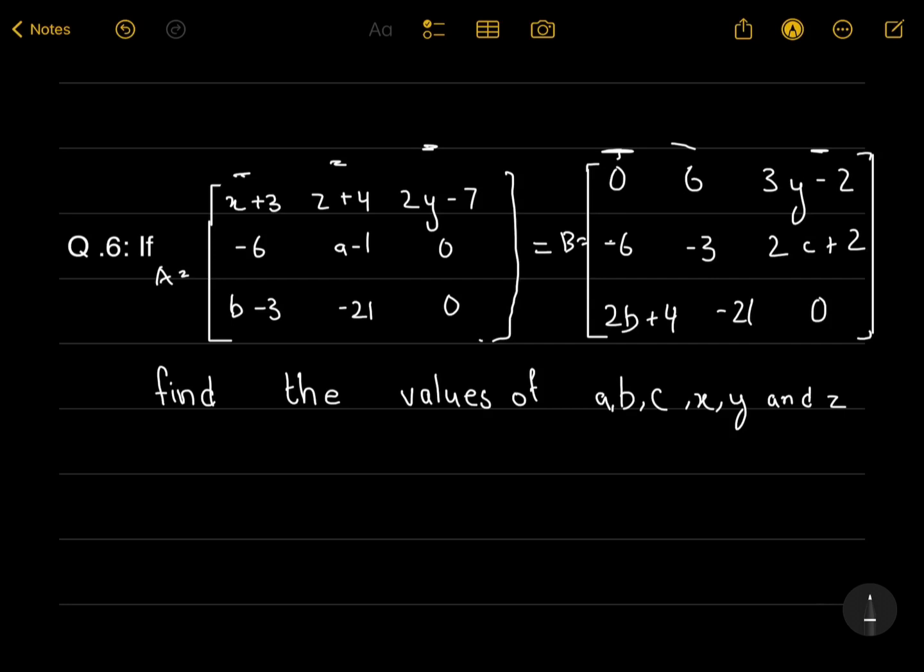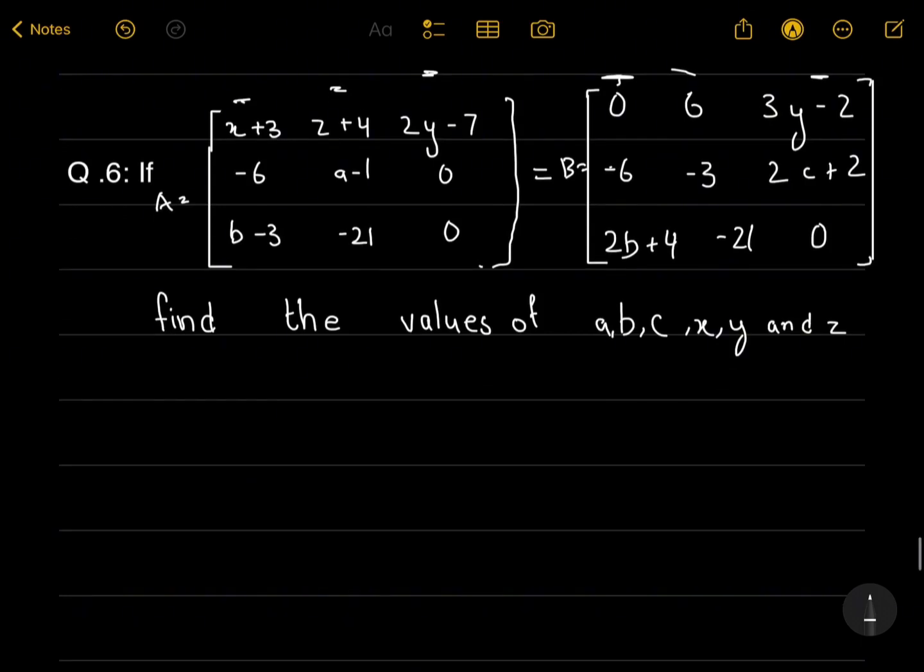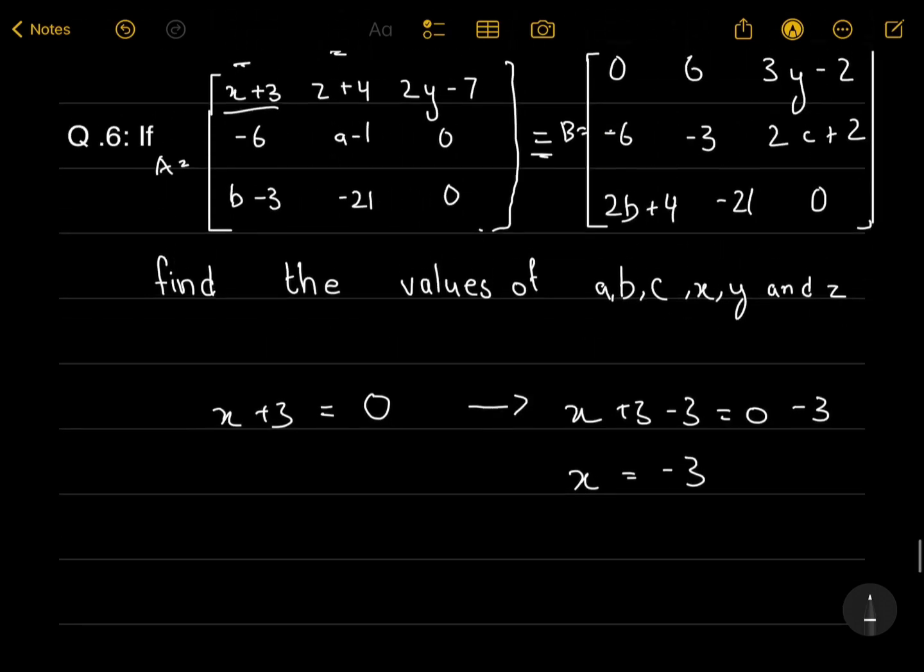I was just giving you an idea, so hope you know this. Let's start with this question. The first, let's make an equation of it. X plus 3, we got an equality sign here, equals this place. This is 0. So x plus 3 is equal to 0. Let's solve it further. So subtracting 3 on both sides, x plus 3 minus 3 is equal to 0 minus 3. So x is equal to minus 3. So the value of x here we get is minus 3.